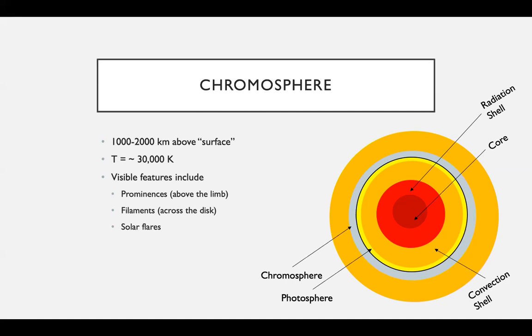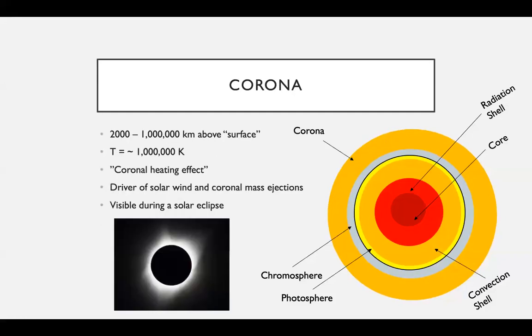Solar flares also occur in this region, which are very explosive bouts of energy, usually associated with an active region, which tends to be identified by sunspots. Just outside of the chromosphere is the corona. Now, this is really invisible to typical observing. It occurs between 2,000 and 1,000,000 kilometers above the surface, with temperatures of about 1,000,000 Kelvin.